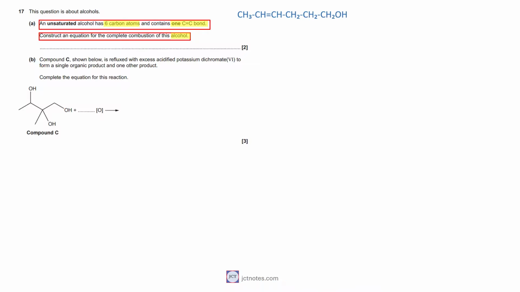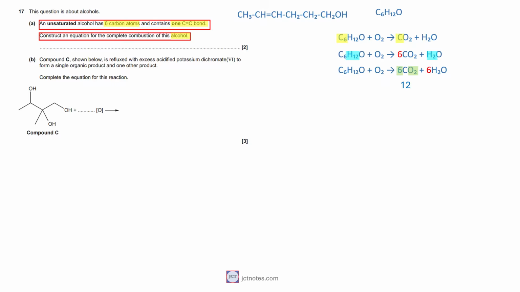I write hex-3-en-1-ol. Counting the atoms I get C6H12O. Complete combustion means that the alcohol reacts with oxygen to produce carbon dioxide and water. We balance the equation step by step. Carbon, there are 6 carbon atoms in the alcohol, so we need 6 molecules of carbon dioxide to balance the carbon. Hydrogen, there are 12 hydrogen atoms in the alcohol, so we need 6 molecules of water.